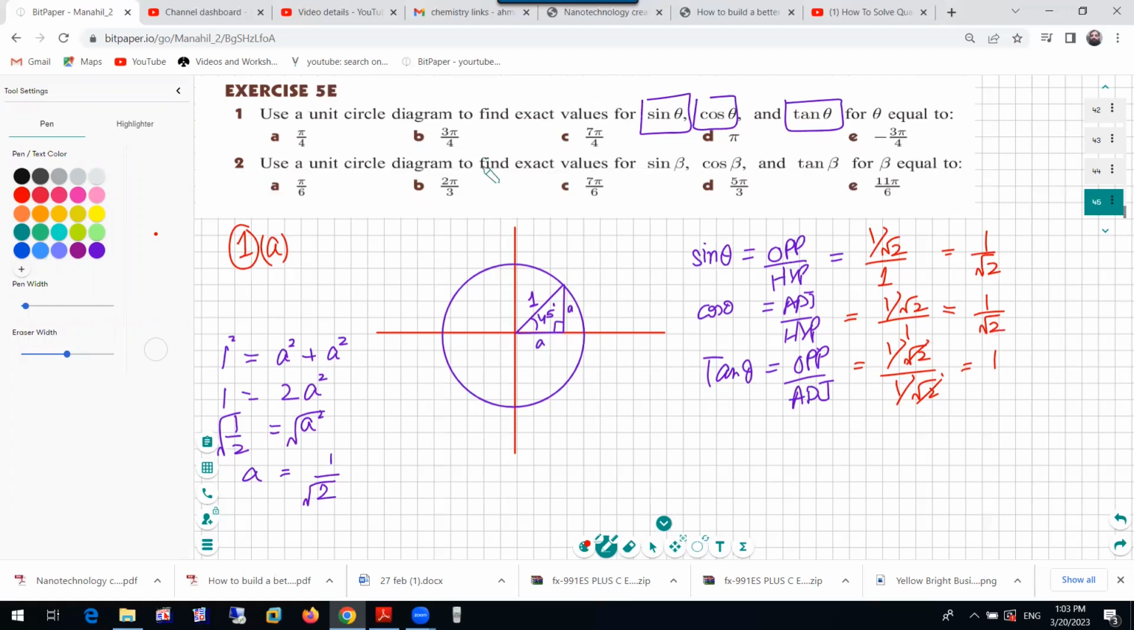Now I'm finding in part B, it is 3 pi by 4. So where is 3 pi by 4? It's 3 over 4 multiply 180, or we can say it is 3 times of 45. Got it? Which is 135. So 135 exists in the second quadrant. Clear? So it exists here.